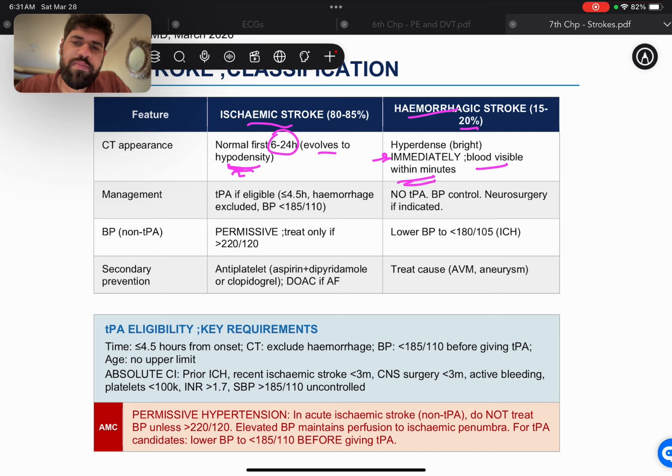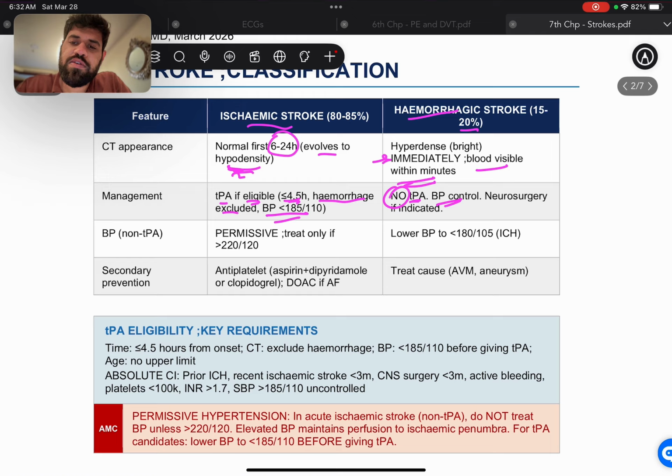Alright, now moving on to the management. The difference in management is that for ischemic stroke, because it's a blockage, we use TPA if eligible, and that means it has been less than 4.5 hours, hemorrhage is excluded, and the BP is less than 185 by 110. Whereas for hemorrhagic stroke, we don't give any TPA because it's a hemorrhage. We have to aim for getting the BP under control, and neurosurgery should be done if it's indicated.